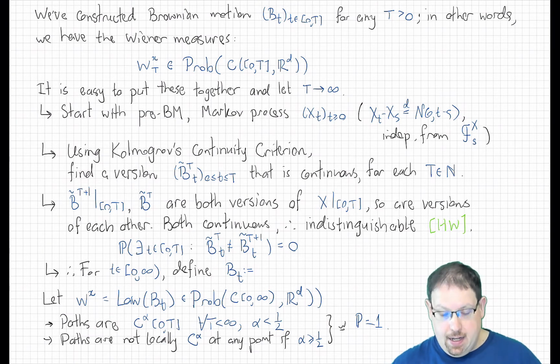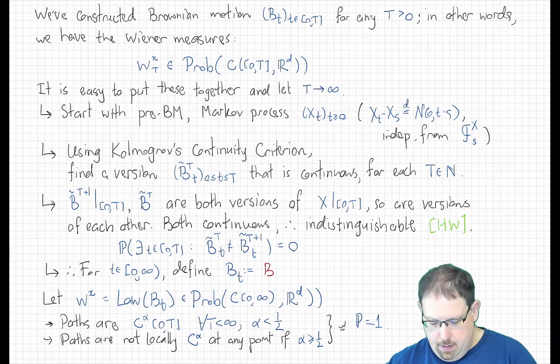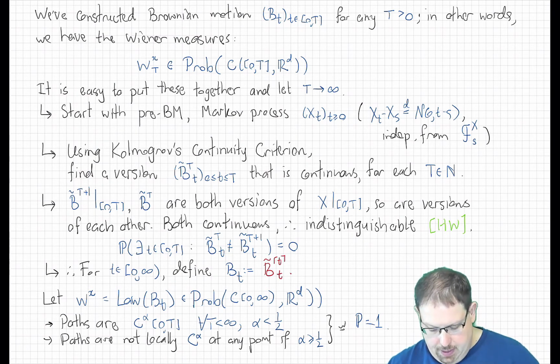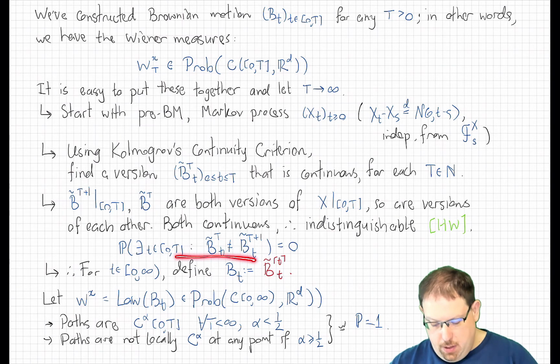For any non-negative real time, we define a process B_t to be B, the continuous version indexed by the ceiling of t, at time t. By what we showed here, we can take any integer bigger than t here, and no matter which one we choose, we'll get a consistent definition up to a global probability 0 set.